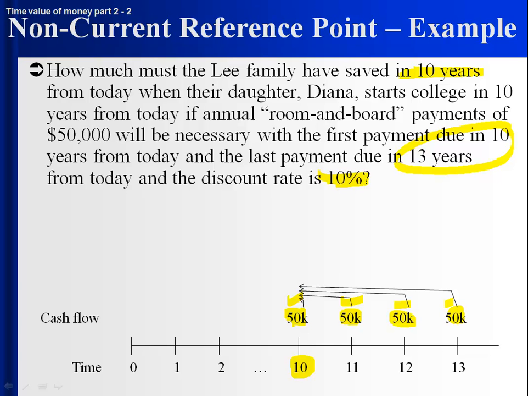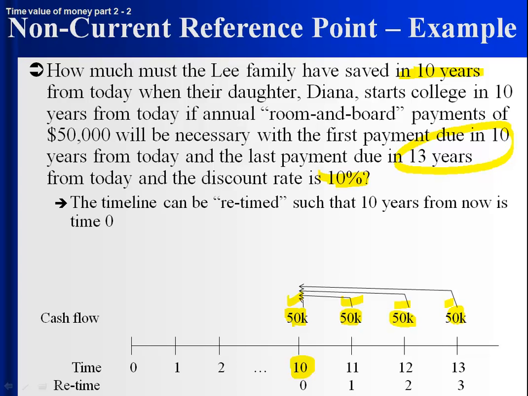But let's get into our time machine and jump forward 10 years. So we get in our time machine, we get out here, and this is our new time zero. We jump out, and we want to know on that day, 10 years from now, how much money will the Lees have? And they'll need enough so that they can withdraw 50 right away, 50 in a year, 50 in 2 years, and 50 in 3 years.